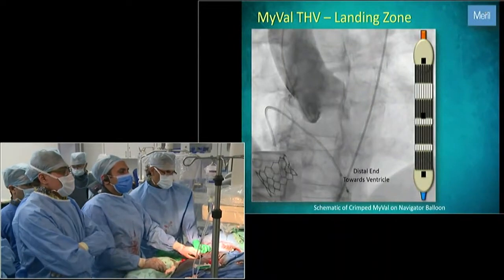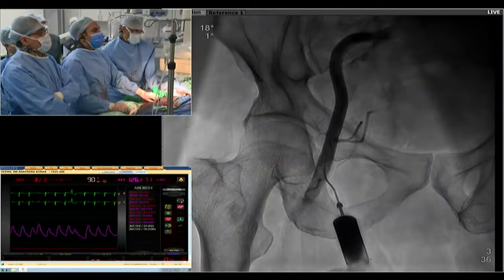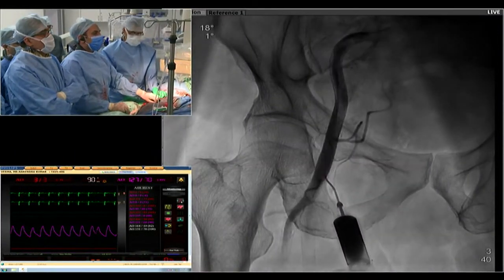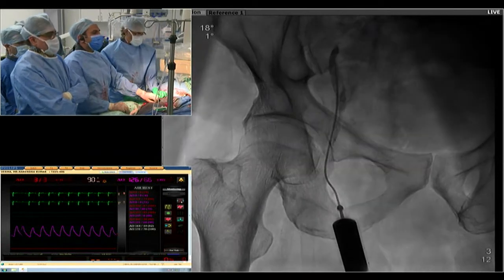Yes, show the femoral angiogram. So we did a 4 French micropuncture access in the right femoral artery. Here you can see it is in the center of the common femoral artery. We put three ProGlides.